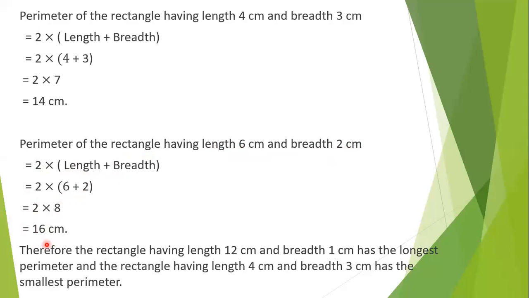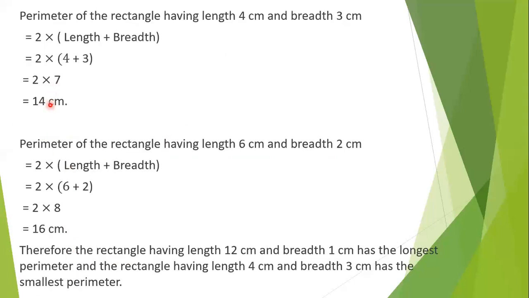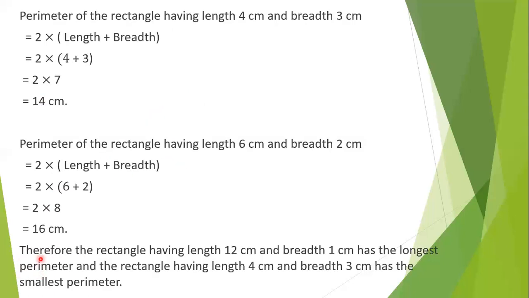Now we got the perimeter of all 3 types of rectangle. First rectangle is having 26 centimeter perimeter. And second type we have 14 centimeter and third type has 16 centimeter. Now we will go back to our question. Which rectangle has the longest perimeter? The rectangle having 12 centimeter length and 1 centimeter breadth has the longest perimeter. And which one has the shortest perimeter? The rectangle having the length 4 centimeter and the breadth 3 centimeter has the shortest perimeter.